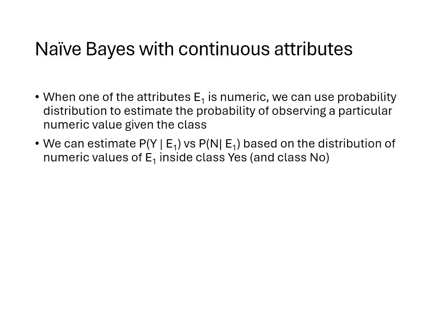Now, we are no longer dealing with discrete probabilities. That means we cannot just count the occurrence of a numeric value. However, we can use the continuous probability distribution. We can estimate the probability of observing some numeric continuous value E1 in class yes and in class no, and compare those probability estimations.